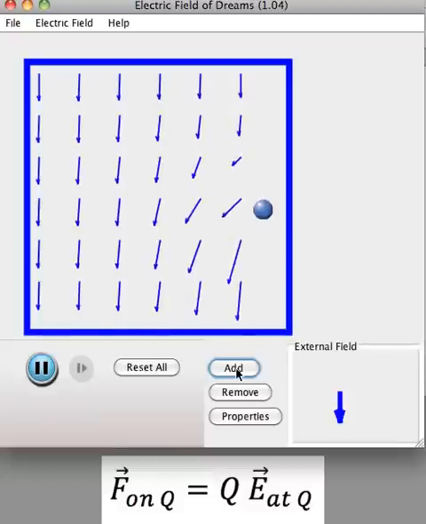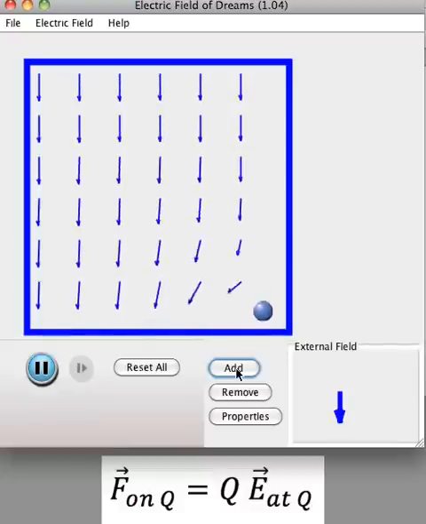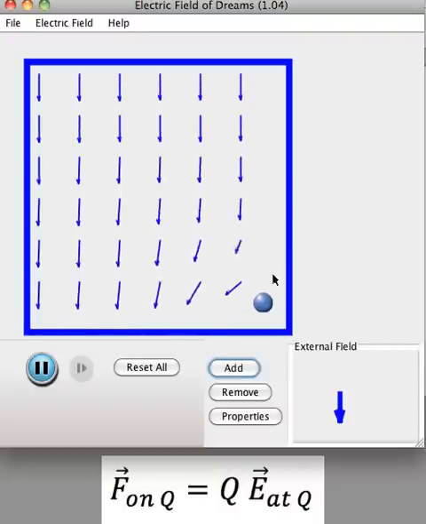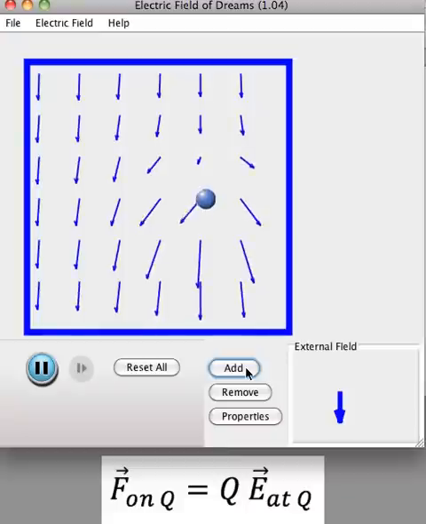And what happens? Well, the charge bounces up and down, hits the wall and bounces off. The reason it's like a ball bouncing is that there's a constant downward force because the electric field is constant and the charge is constant. There's a constant downward force on this charged object. Add a positive charge again.